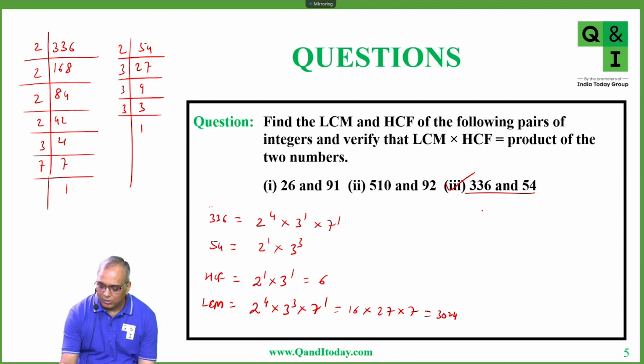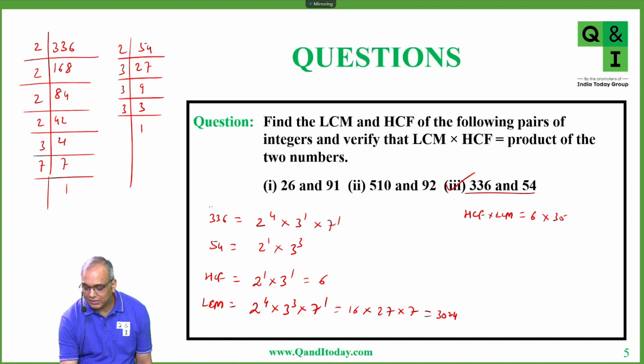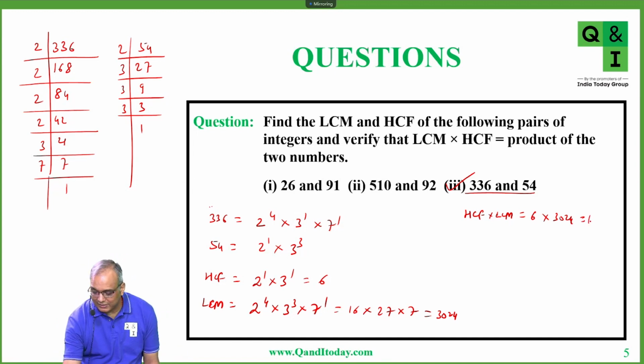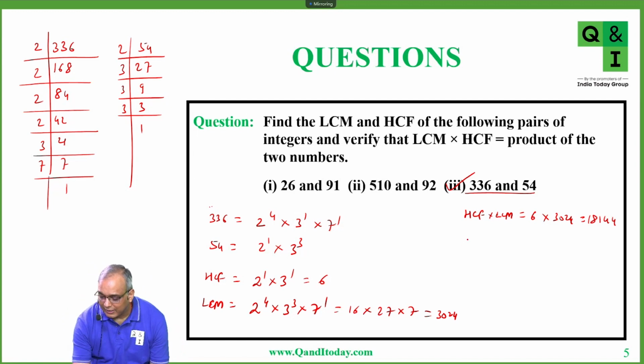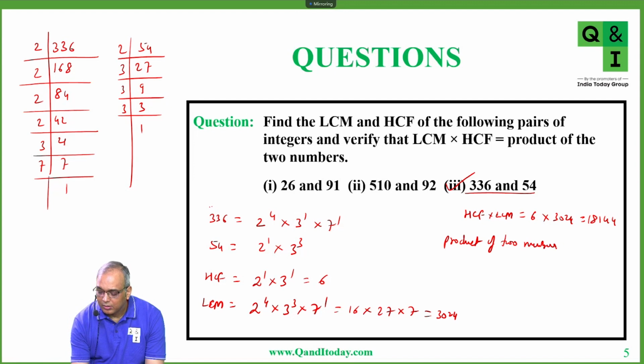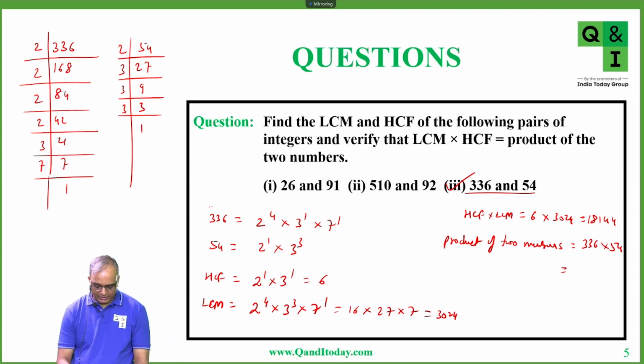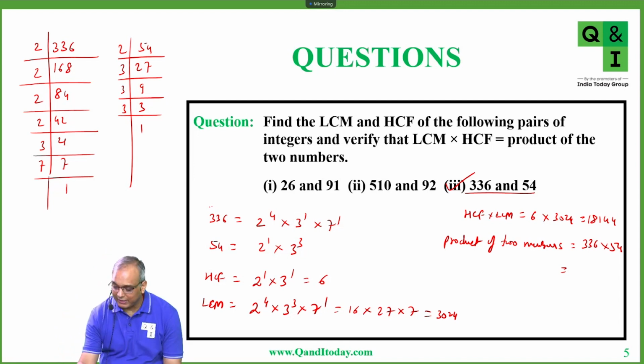Now we have to verify it as well. So that means HCF into LCM will be equal to 6 times 3024. So if you calculate 6 times 3024, this is 18144. And if you have to find your product of two numbers, so product of two numbers is 336 into 54. So if you calculate this, you will have again 18144.